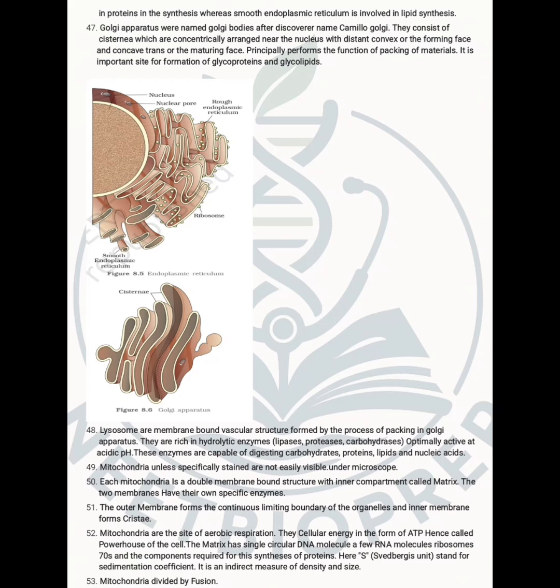Mitochondria, unless specifically stained, are not easily visible under the microscope. Each mitochondrion is a double membrane-bounded structure with an inner compartment called the matrix. They have two membranes and their own specific enzymes. The outer membrane forms the continuous limiting boundary of the organelle, and the inner membrane forms the cristae. Mitochondria are the site for aerobic respiration.